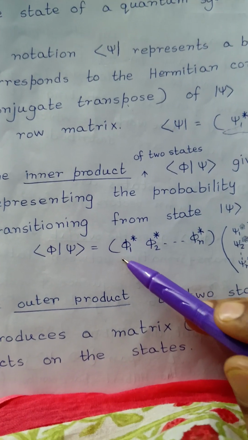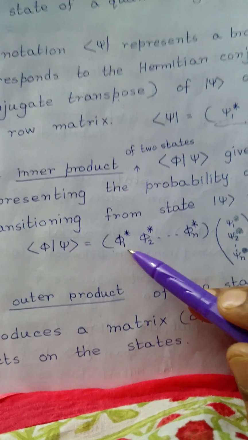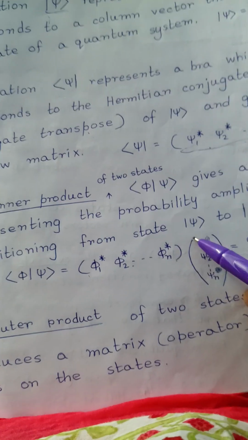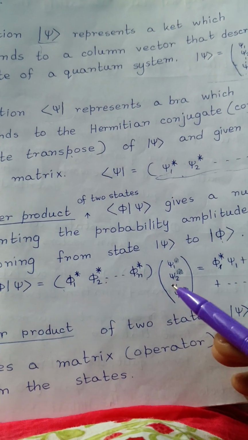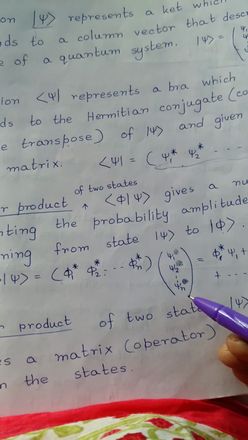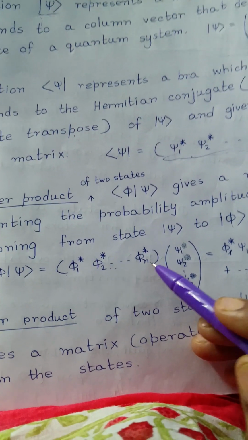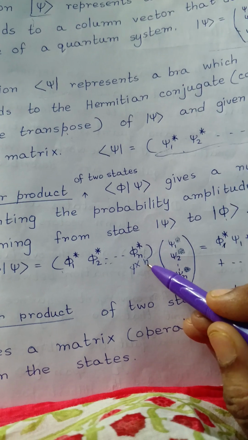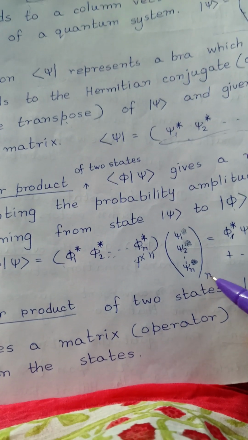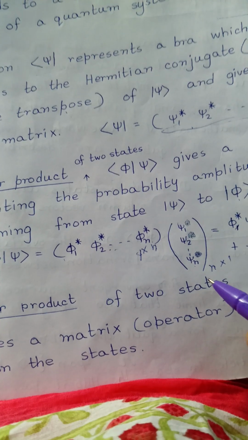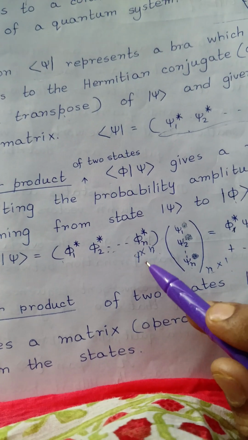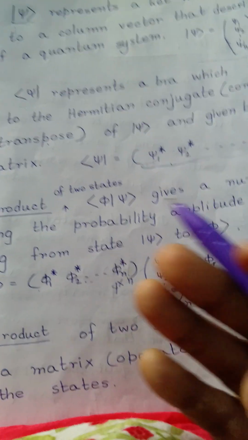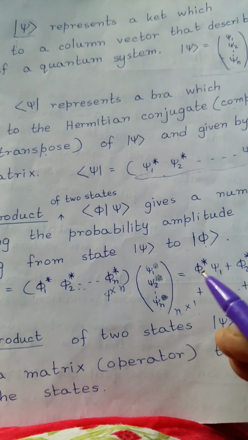Then bra phi is written as a row matrix phi 1 star, phi 2 star to phi n star, and ket psi is represented by the column psi 1, psi 2 to psi n. When we multiply this row matrix with this column matrix, what will we have? This matrix has the rank of 1 by n, and this matrix has the rank of n by 1. So when we multiply a 1 by n matrix with an n by 1 matrix, we will get a 1 by 1 matrix. What is a 1 by 1 matrix? A 1 by 1 matrix is nothing but a scalar number.